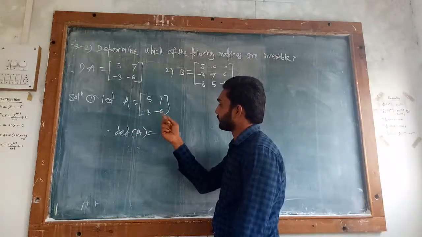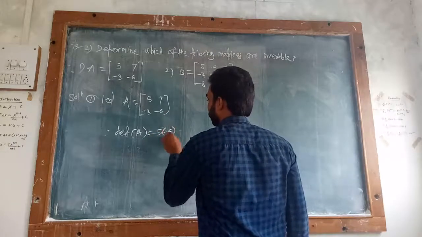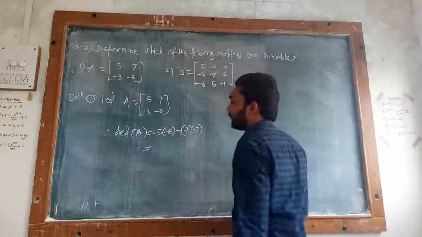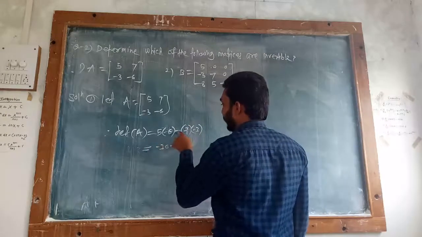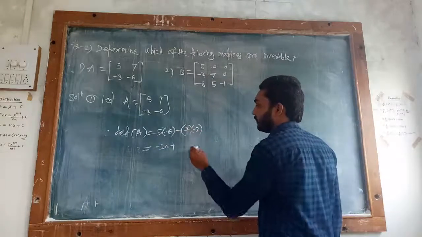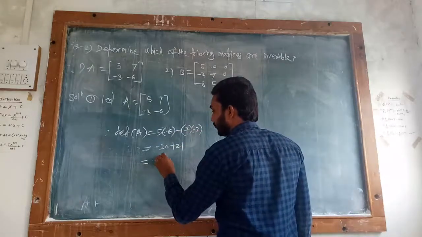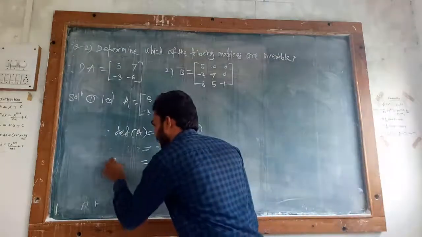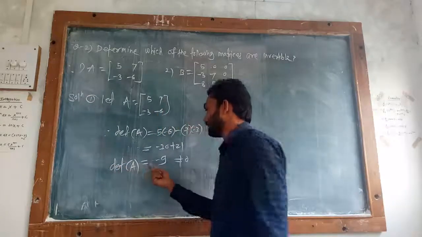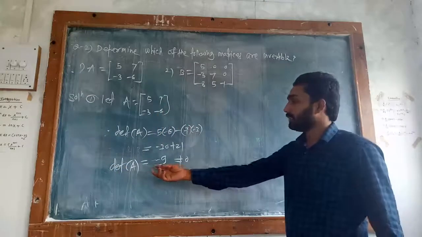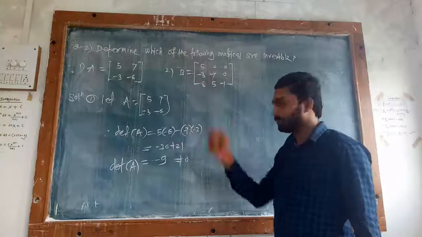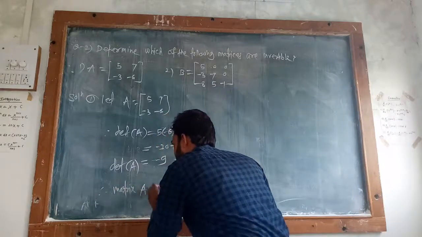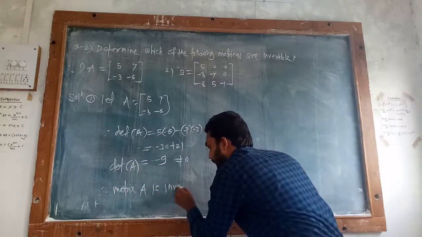That is 5 into minus 6 minus 7 into minus 3. Okay. So 5 into minus 6 becomes minus 30. And then minus times minus, plus 7 into 3, that is 21. So what is this value? That is minus 9. So the determinant of A is minus 9, which is non-zero. So if the determinant of a matrix is non-zero, then this matrix is invertible. Right? Therefore, matrix A is invertible.